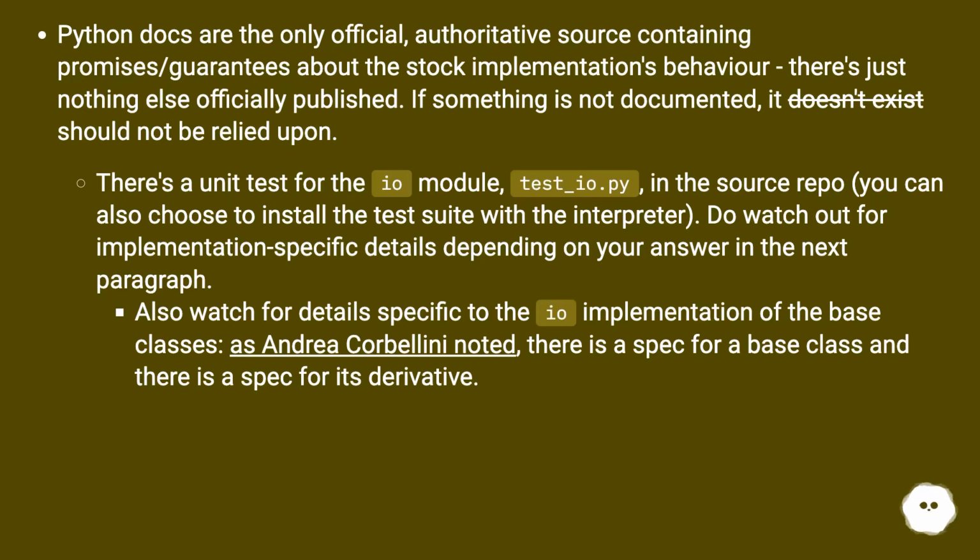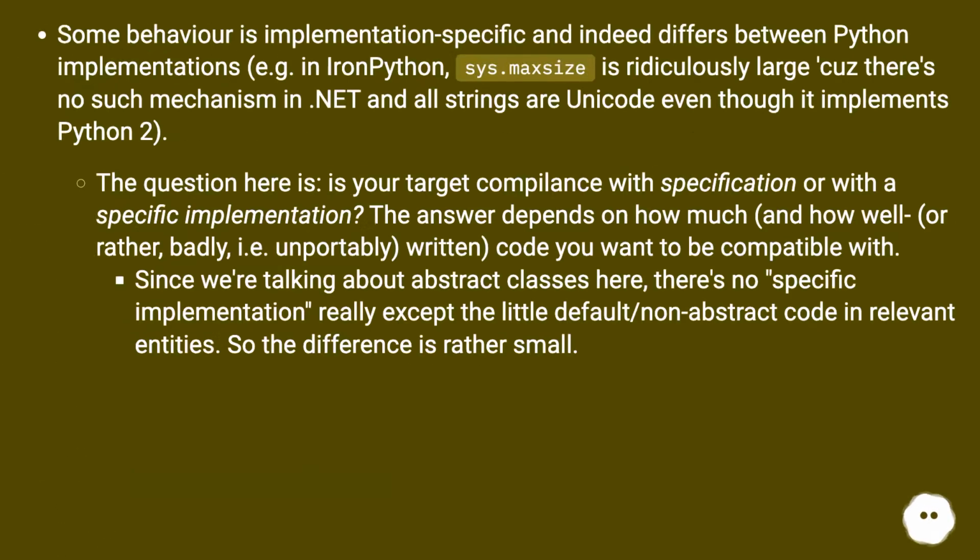Also watch for details specific to the IO implementation of the base classes. As Andrea Corbellini noted, there is a spec for a base class and there is a spec for its derivative. Some behavior is implementation-specific and indeed differs between Python implementations, e.g. in IronPython, sys.maxsize is ridiculously large, because there's no such mechanism in .NET, and all strings are Unicode even though it implements Python 2. The question here is: is your target compliance with the specification or with a specific implementation?